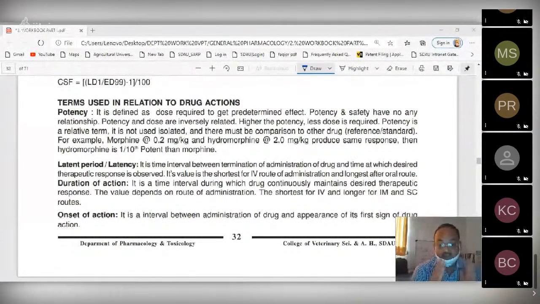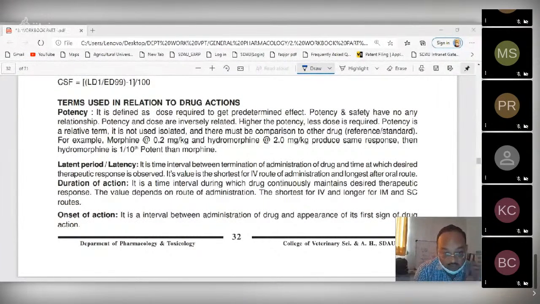How is potency measured? You must have a reference drug or standard drug with which you can compare the potency of an unknown drug. You know the International System of different units, kilogram, all these things. Similarly here the reference standard is there. Say for example, morphine is a reference drug. The potency of a drug you always have to compare with the other drug. So here morphine 0.2 milligram and hydromorphone 2.00 milligram produce the same response.